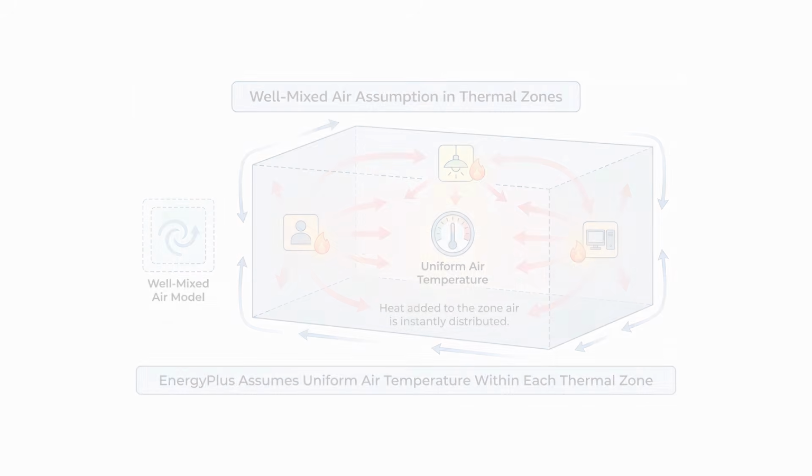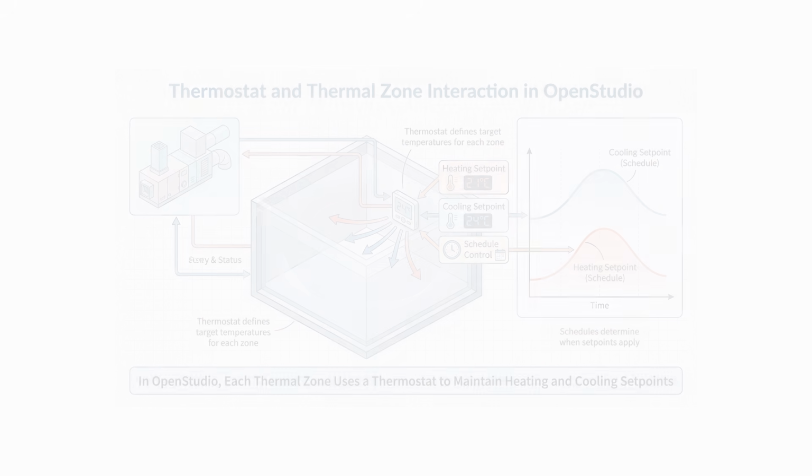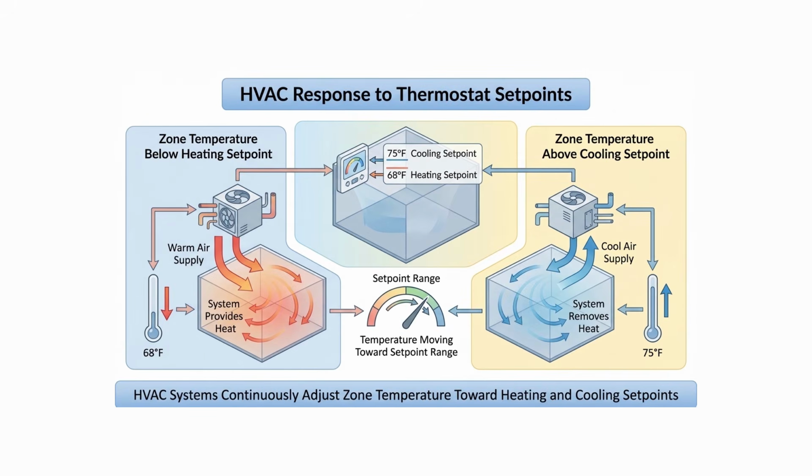Another important object in an OpenStudio model that works closely with the thermal zone is the thermostat. As we discussed earlier, a thermostat defines the target temperatures for a zone, usually through heating and cooling set points along with schedules that determine when those set points apply. The HVAC system connected to a thermal zone constantly works to bring the zone temperature toward these set points. If the zone becomes colder than the heating set point, the system provides heat. If the temperature rises above the cooling set point, the system removes heat from the zone.